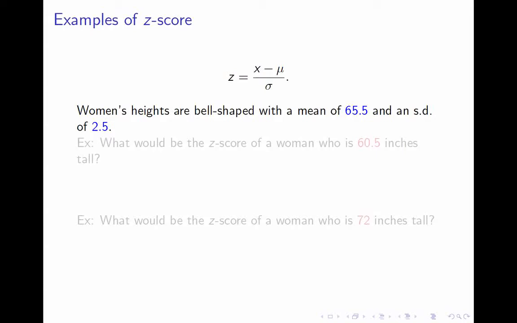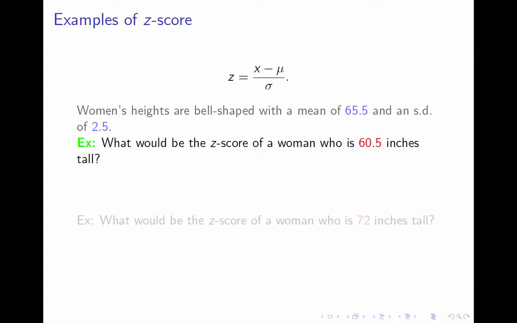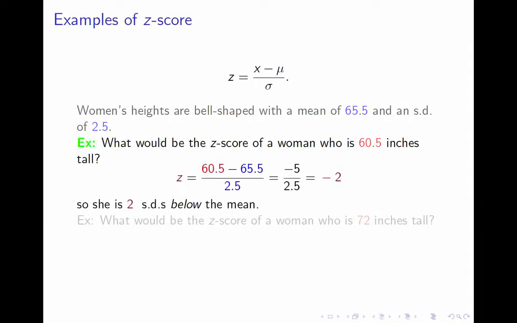Let me have you do two examples. So first, what would the z-score of a woman who is 60.5 inches tall be? Pause the video, work this out, we'll go over it, and then we can do the second example. Okay, 60.5, her height, minus 65.5, the mean, gives you negative 5. You divide negative 5 by 2.5 and you get negative 2, and you conclude that she is 2 standard deviations below the mean. Below because it's negative.